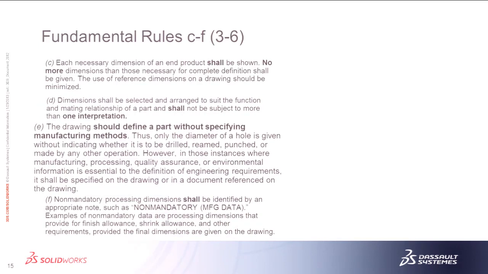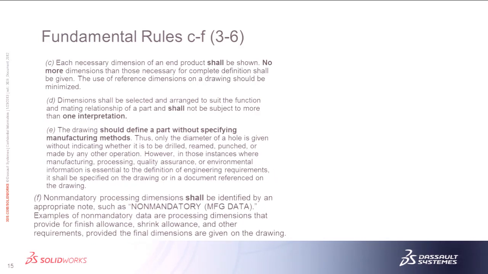The next one: the drawing should define a part without specifying manufacturing methods. You can't tell them that you have to drill this instead of reaming it, or mill instead of sawing. You can't really specify that stuff. How you set up your datums and your dimensions and your tolerances, you can kind of influence that, obviously. But that's kind of a skill to get to that point. You also have to know about manufacturing and all the different methods and what your vendor has the capability to do. But you can't specifically specify how they're going to do that stuff.